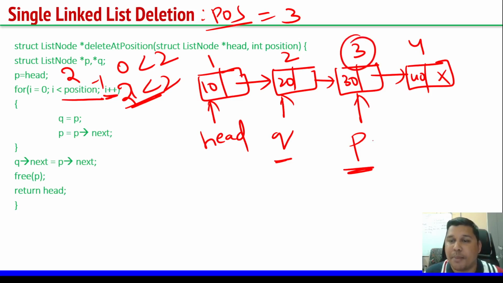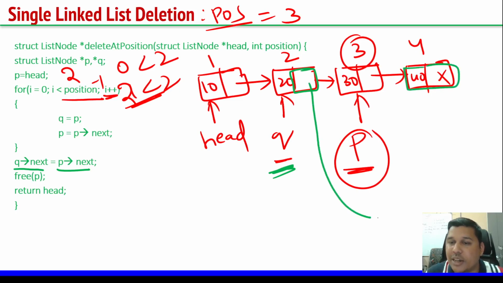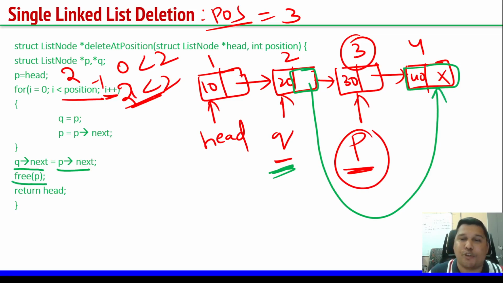So, I have reached the third position. My P is pointing to the third position and my Q is pointing to the second position. Now what I have to do? Q's next should point to P's next. Where is P's next pointing to? This box it is pointing to. So this link I am trying to create. Then I am doing free of P. Delete this node. That's it. It is as simple as that.